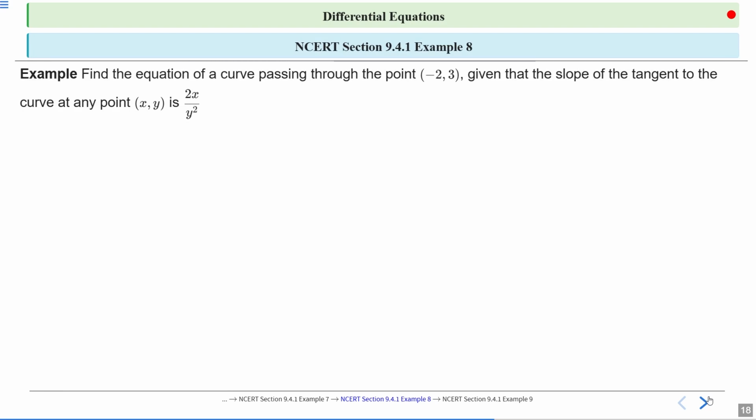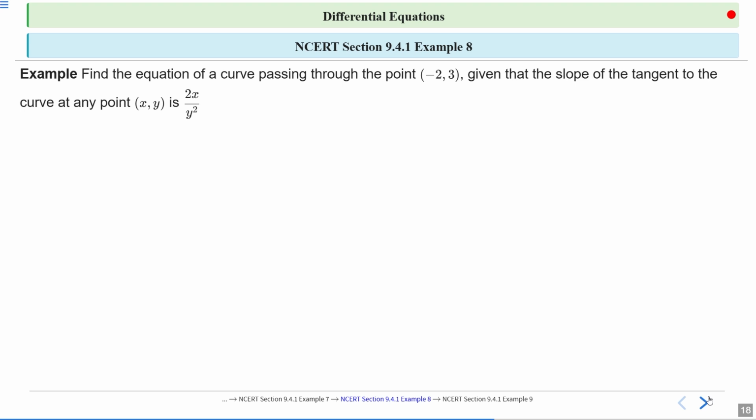Example 8 is: find the equation of a curve passing through the point (-2, 3), given that the slope of the tangent to the curve at any point (x, y) is 2x by y square. As in example 7, we have to calculate a particular solution of the given differential equation, which passes through (-2, 3). But what is the differential equation in this question?